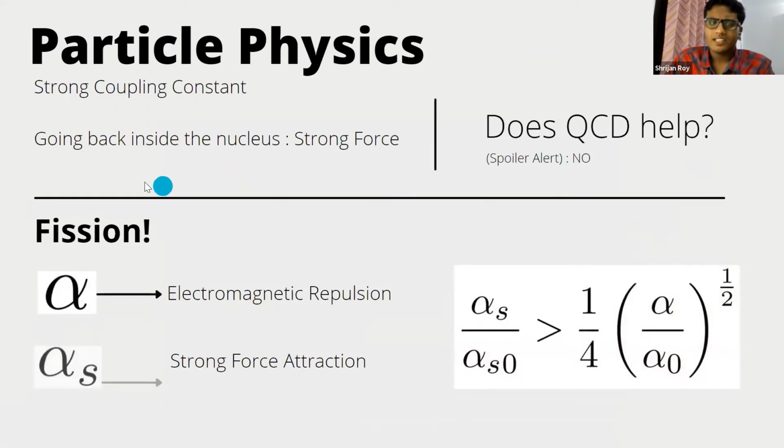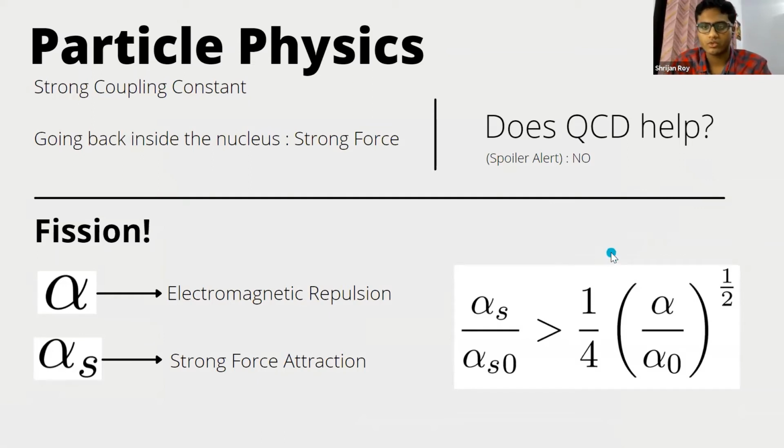So let's go back to the nucleus, and when we go back to the nucleus, we shall consider the strong force. We know that the strong force is described at a much deeper level by quantum chromodynamics. But does it help in formulating some fine-tuning argument? No, because it is so deep that it doesn't provide a high-level description of the nucleus and its workings for a fine-tuning argument. So we use the help of fission.